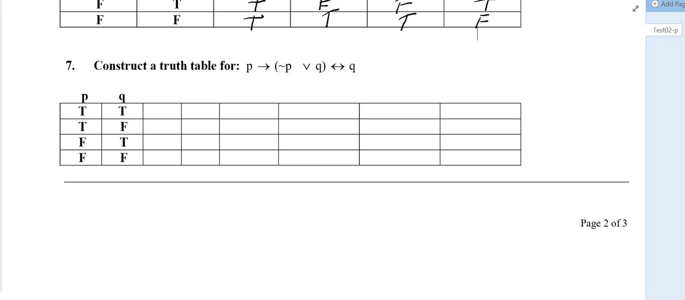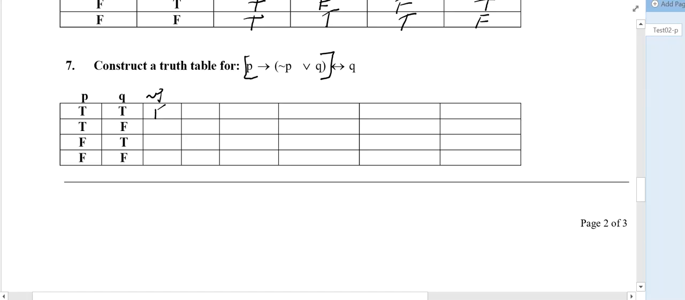Okay, now, working left to right, there should really be brackets here. This is really the order of operations right there, just to let you know. I can't construct the if-then because I need the inside of the set of parentheses here. So I need not P. So I need a negation of P. False, false, true, true. This is now not P or Q.